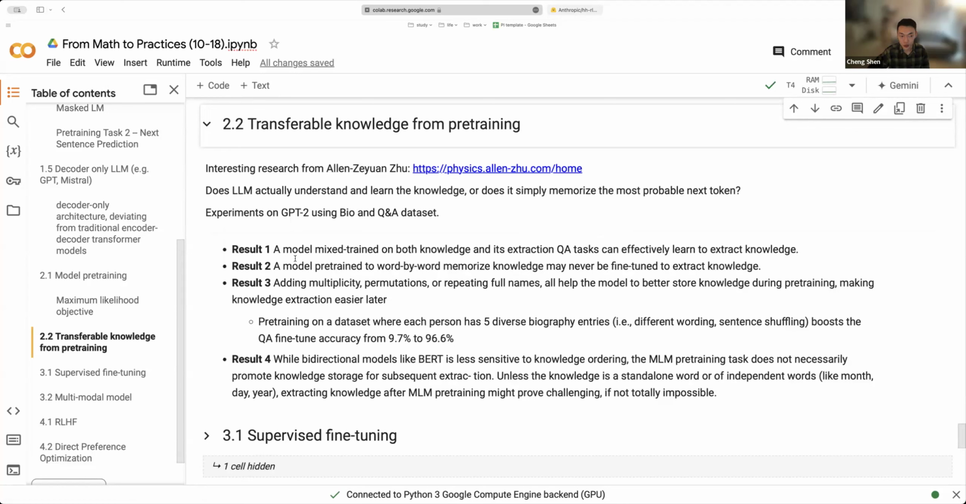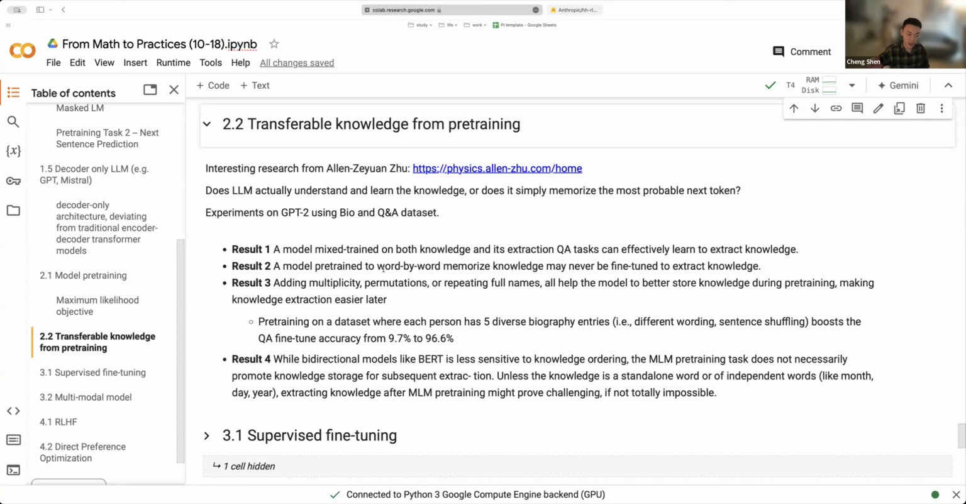the first two results he found are that if the model is trained with both knowledge and the Q&A tasks, the model can effectively learn the knowledge. But if the model is only pre-trained to memorize the knowledge word by word, and has never seen a question answering type of thing, the model will never be able to extract the knowledge. So that's something quite interesting I found.